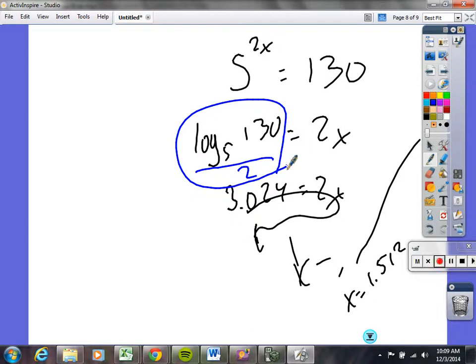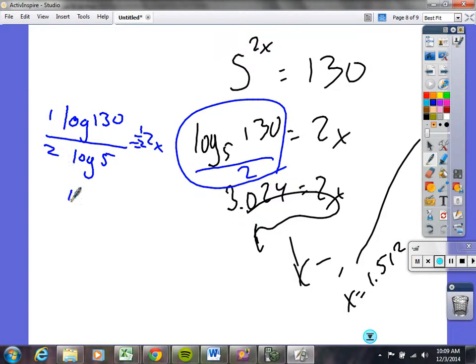How would I write this as the real answer then? Well, tell me what log base 5 of 130 is again. It is log of 130 over log of 5 equals 2x, right? So now I just cut it in half, correct? So now it's x equals log of 130 over 2 log of 5. I'm wondering if they want it in real answer. I'll have to check that. But if they do, that's the real answer.